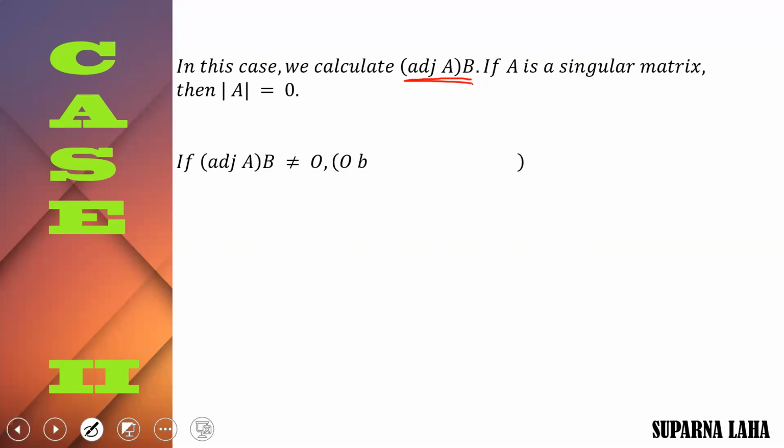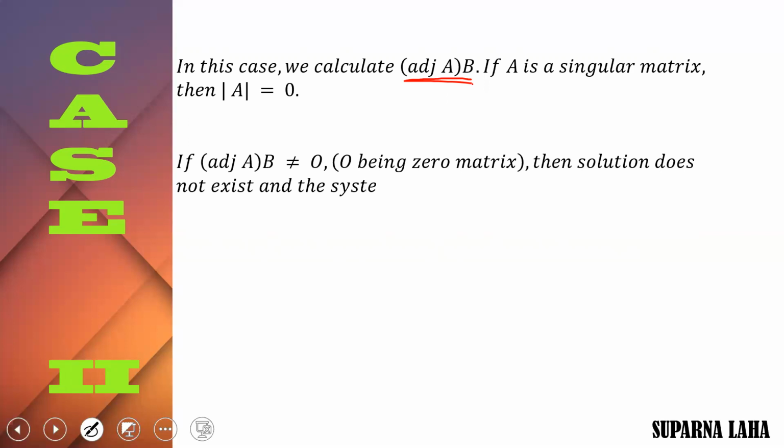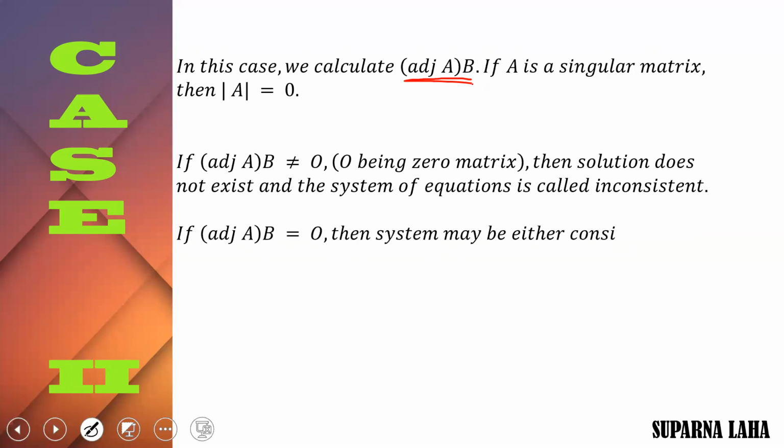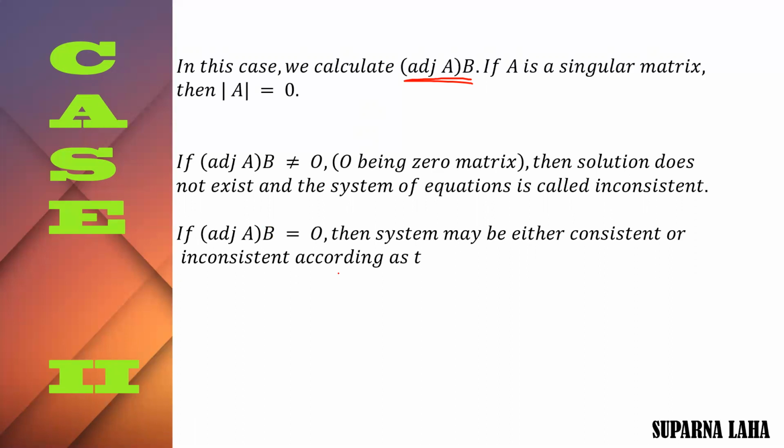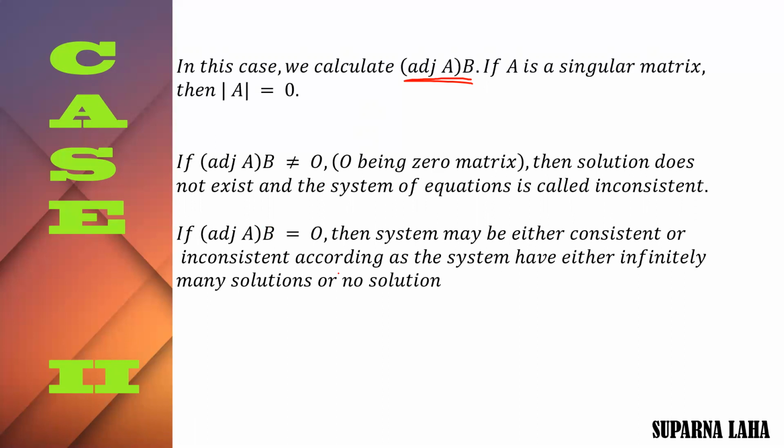So if this adjoint A into B is not a zero matrix, then the solution does not exist, or we can say the system is called inconsistent. But if the multiplication adjoint A into B is a zero matrix, then the system is either consistent or inconsistent, that is, the system has either infinitely many solutions or no solution. It will depend upon the system whether it has infinitely many solutions or no solution.